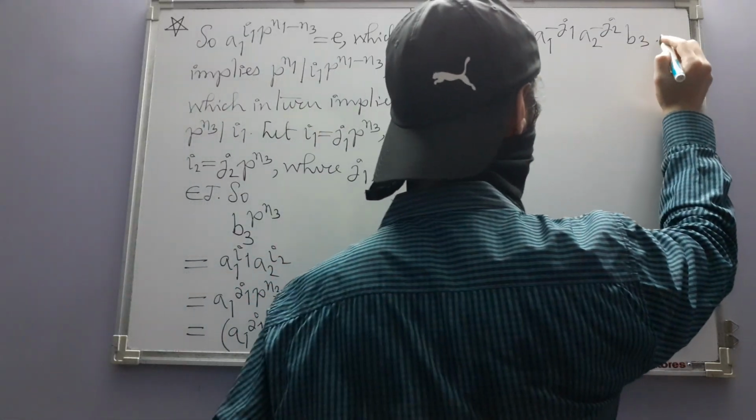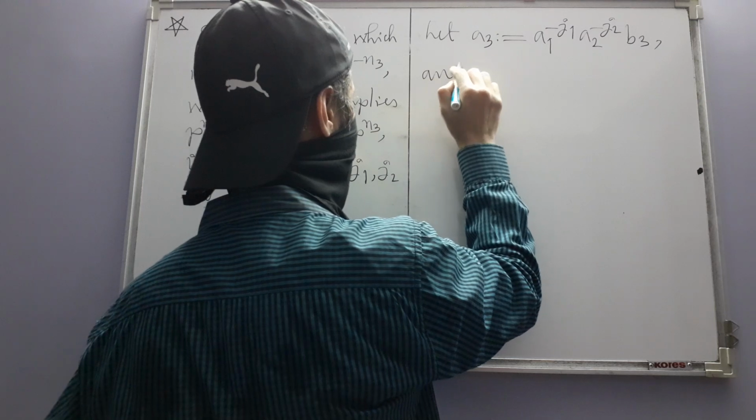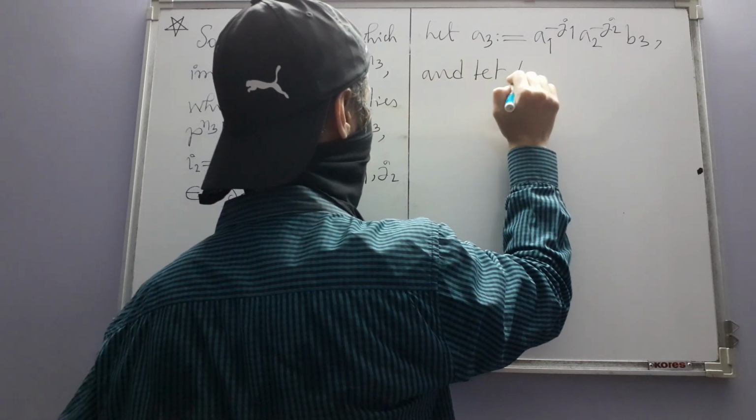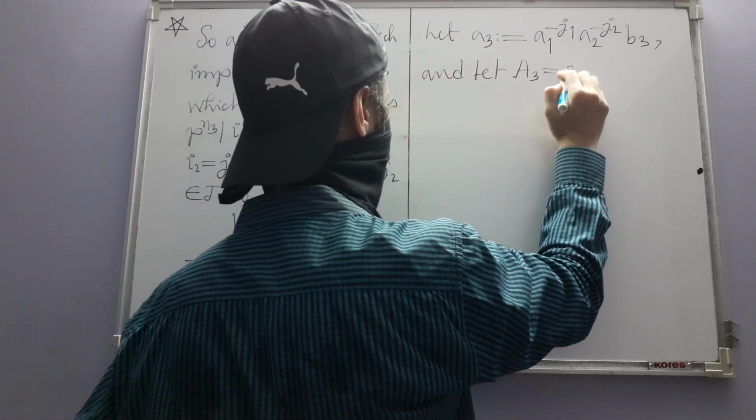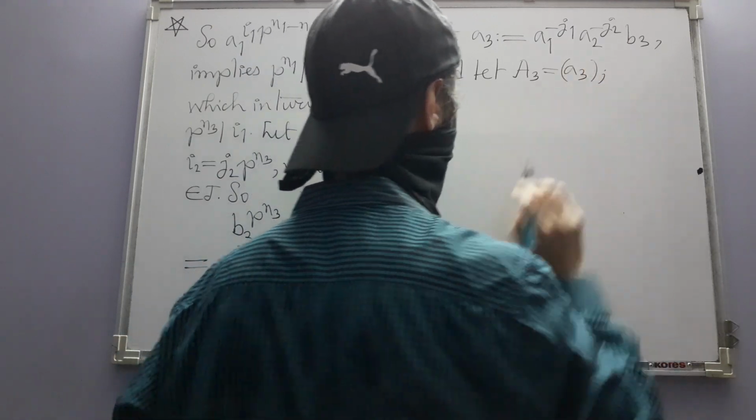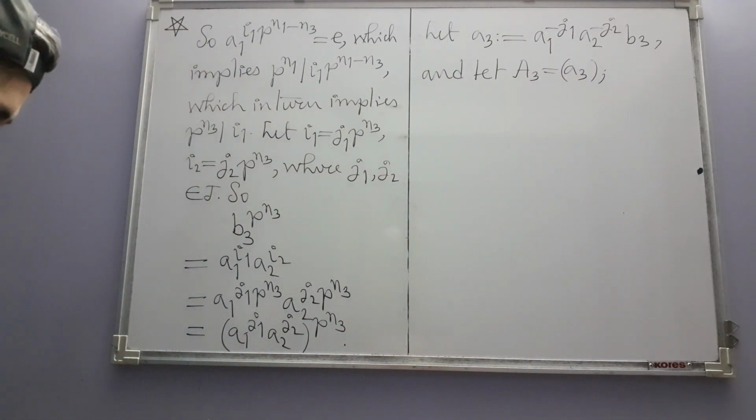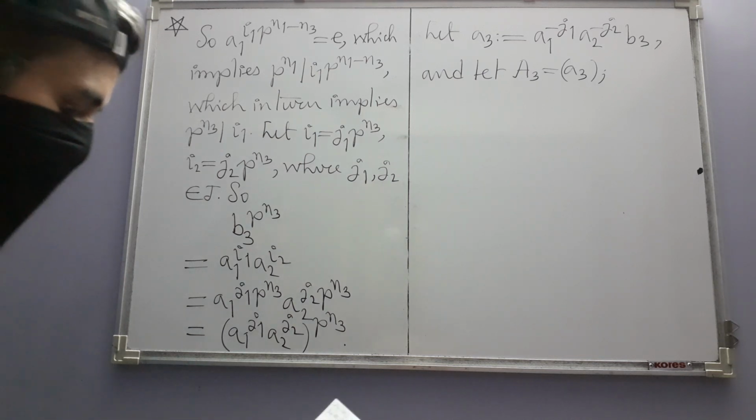And simultaneously, we are also denoting by capital A3 the cyclic subgroup generated by small a3. And then only we mention that the power of a3, where the exponent is p to the power n3, is e.